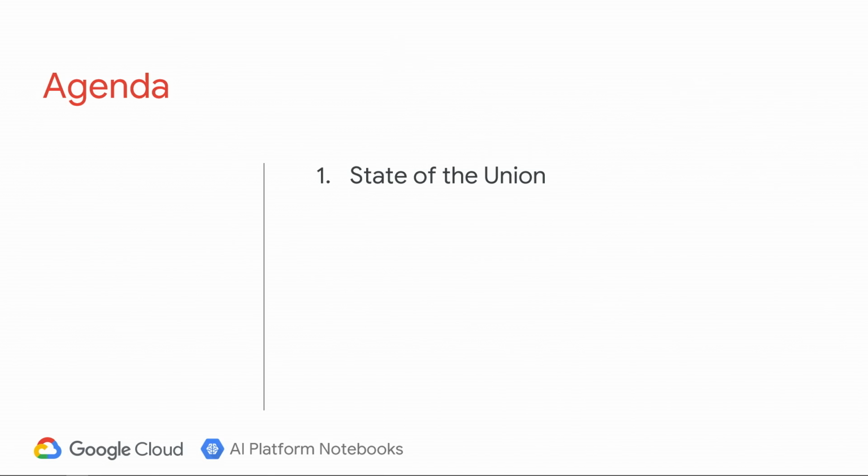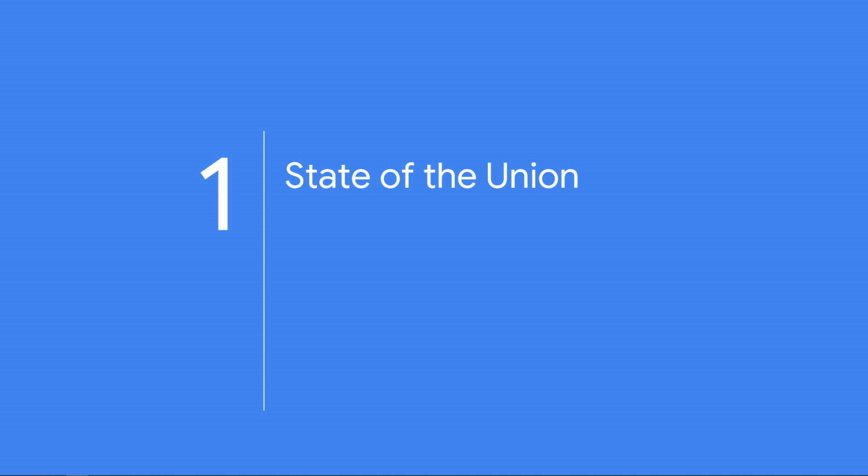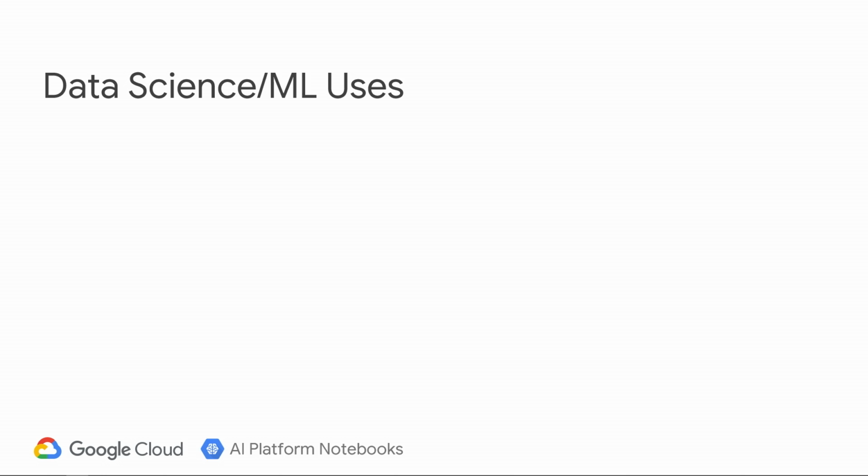So let's start off by describing the state of the union. What's going on? Why is this talk even necessary? Why do we need to worry about speeding up our flows? And then we'll go into some techniques to help you analyze your data much faster. We'll follow up with how you can implement all of those techniques really easily on AI Platform Notebooks. Then we'll have a quick recap over everything at the end. And now, let's begin. State of the union.